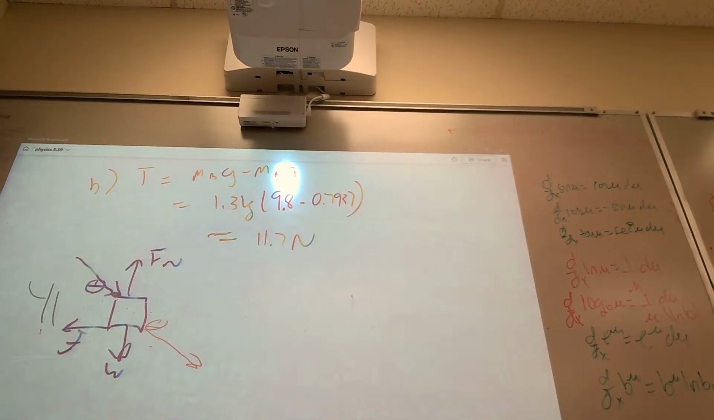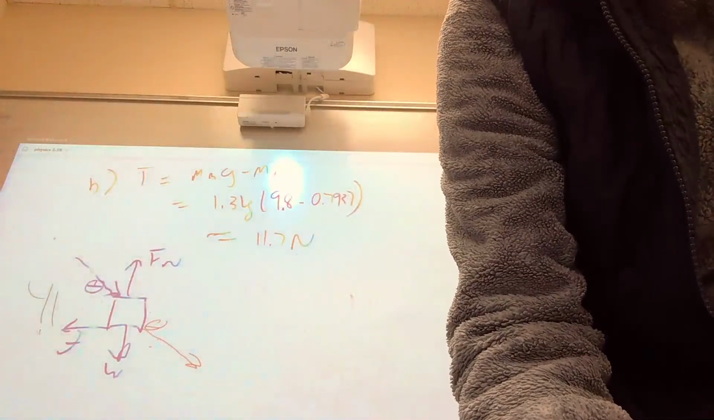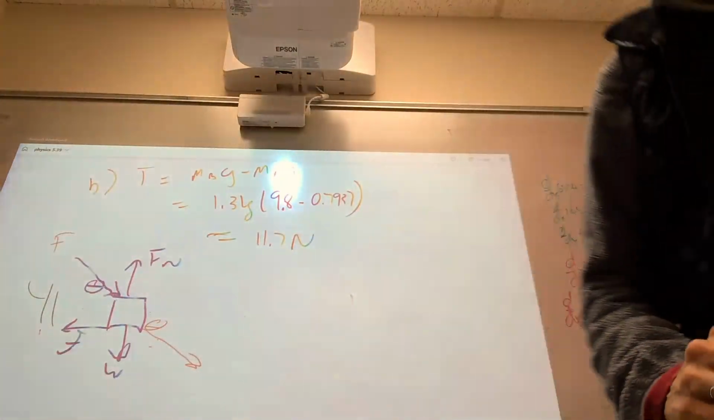So write your sigma Fx, your sigma Fy. You can call that pushing force anything. Now that's not tension, right? There's no cord there. There's a force pushing. So we don't call this T. We call the tension T. So we'll just call this F or whatever you want to call it, but don't call it T.